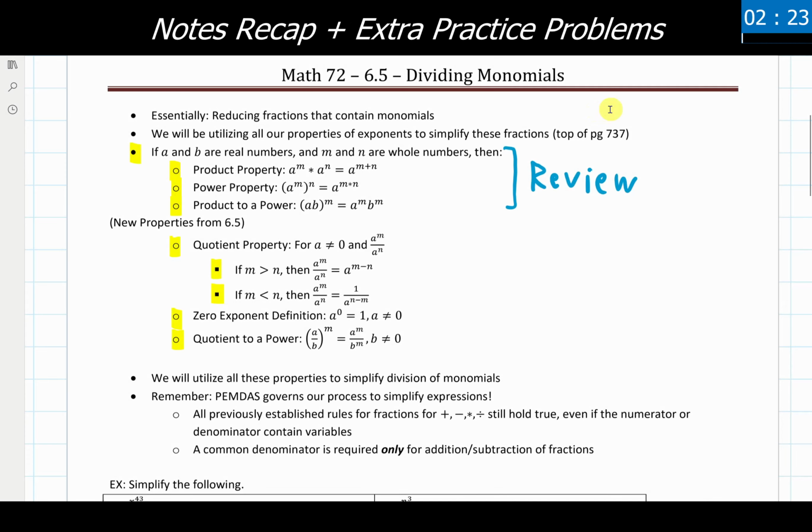As a recap of everything we covered in our video today, we were working with dividing monomials, and effectively we were just reducing fractions down that had monomials inside of them. We used our previously learned product power and product to a power property, and we had 3 new ones showing up: our quotient property, our zero exponent definition, and our quotient to a power property. Remember that when we are simplifying these things down, at the end of the day, we are using PEMDAS in our order of operations to go through this entire process.